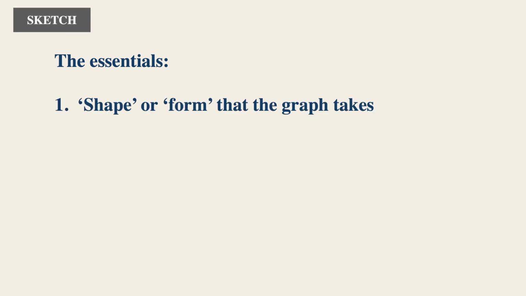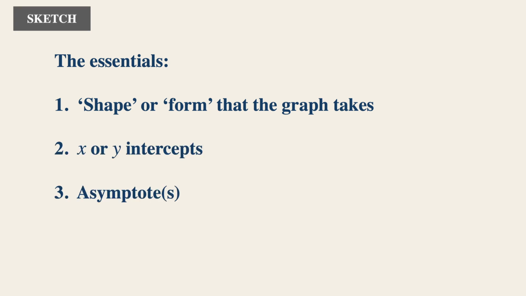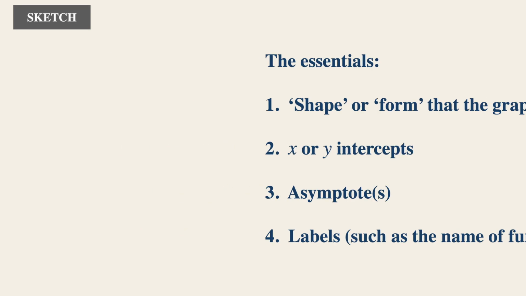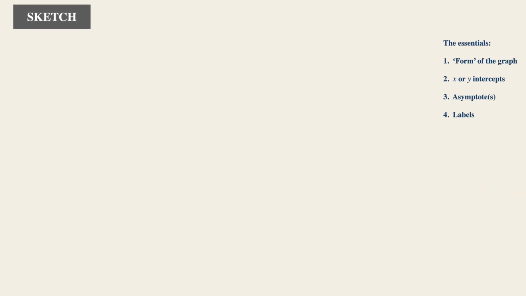Things that are essential would include the shape or form that the graph takes, the x or y intercepts, the asymptotes, and the labels, such as the name of the function and the x and y axis. So let's zoom into the first example, an exponential function that you see over here. Sketch y equals e power x, where x is a positive number.